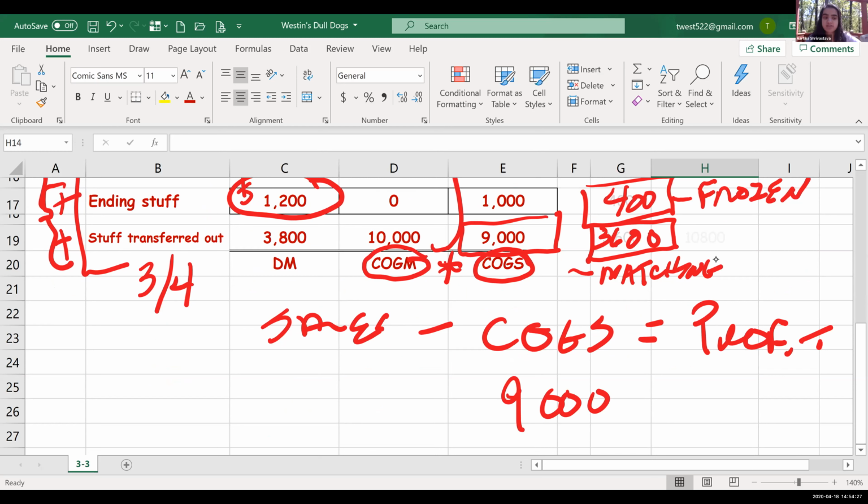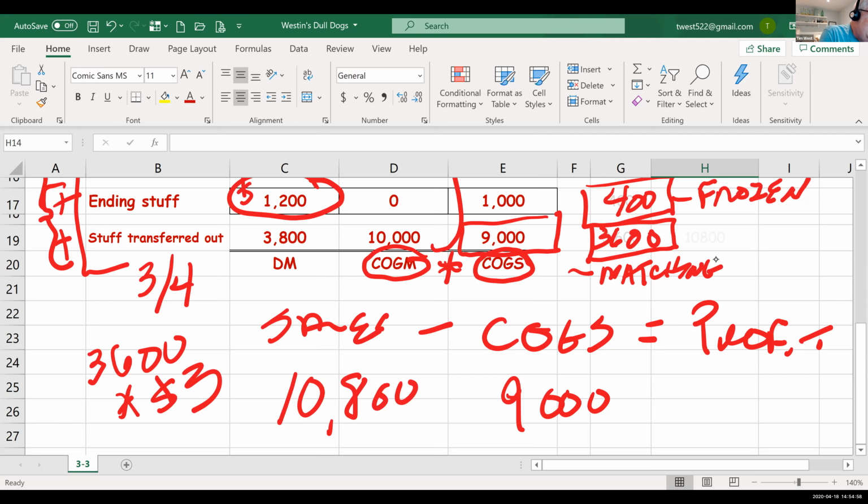We sold 4,000 hot dogs at $3 a piece. But did we though? No, we sold 3,600 hot dogs. Yes, we did. We sold 3,600. So be very, very careful, because this happens a lot. 3,600 is what we sold. We made 4,000. 3,600, and what did we sell them for? $3 a piece. So times the $3 each. And so if I can do my math right, I think that's 10,800 in sales.